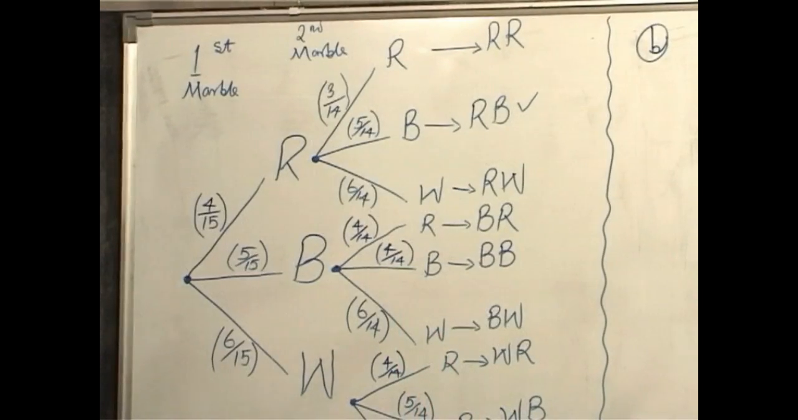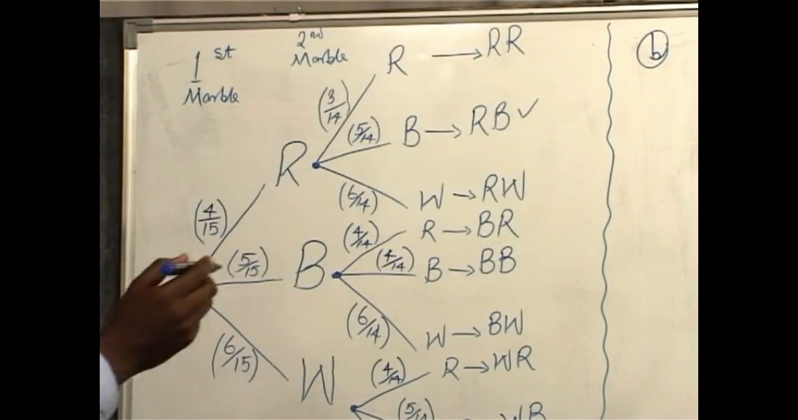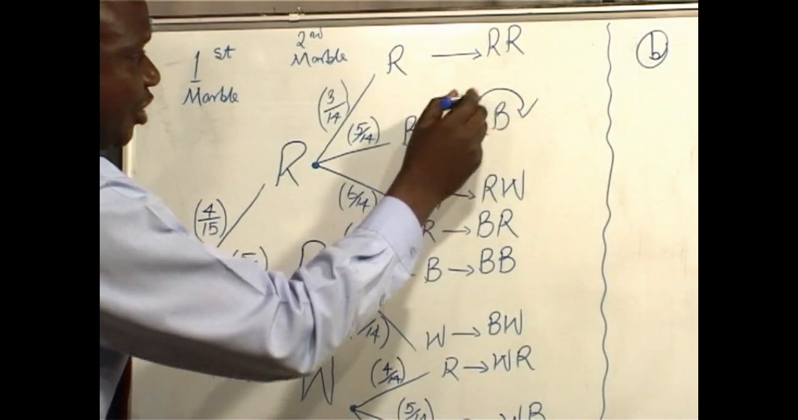Let's move on now to part B, where we are told one marble is red and the other one is black. So in this case, the order is not very important. It's a question of having a red and a black marble. So when we scan through these outcomes, we are going to see that this is a combination of red and black.